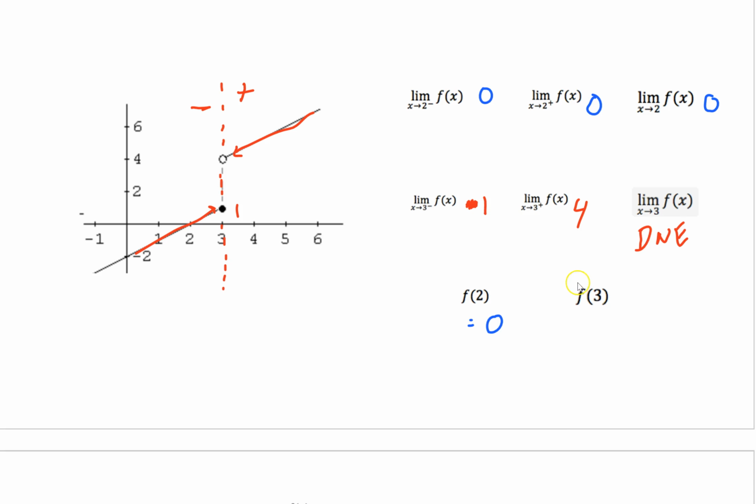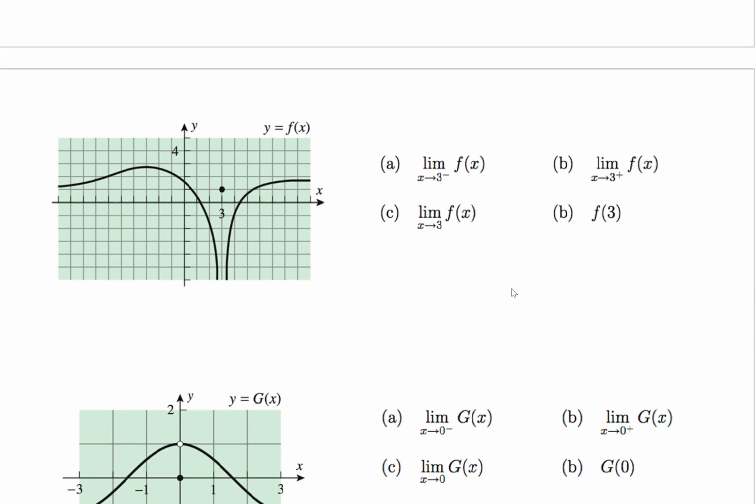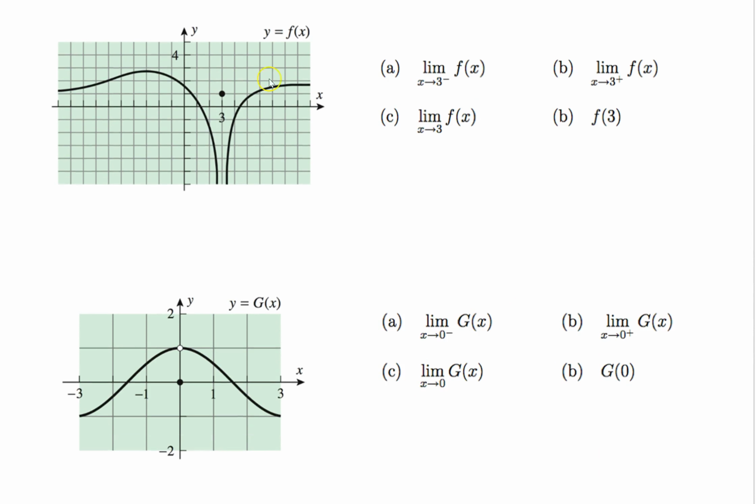And then for a little review here, what's f of 3? Remember, f of 3 is the closed circle, so f of 3 would be the 1. Let's move on. Let's do a few more. Hopefully we get the idea, like really cemented in. Limit as x approaches 3 from the left.